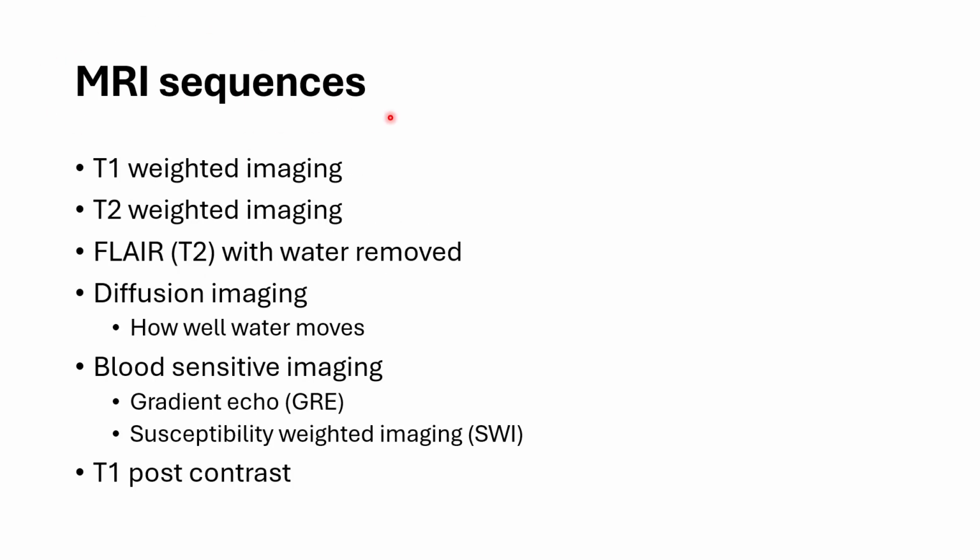There are a lot of different MRI sequences. For example, T1 weighted imaging, T2 weighted imaging, and FLAIR, which we'll talk about a little more, where water is suppressed. Then diffusion imaging, which talks about how well water moves. Then you have blood sensitive imaging and calcium sensitive imaging, which are GRE and SWI. And then you have your T1 post contrast, and I'll show examples of all of those.